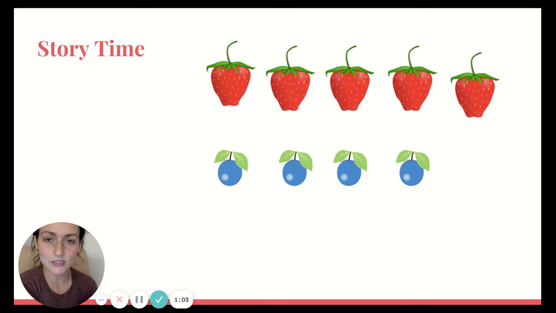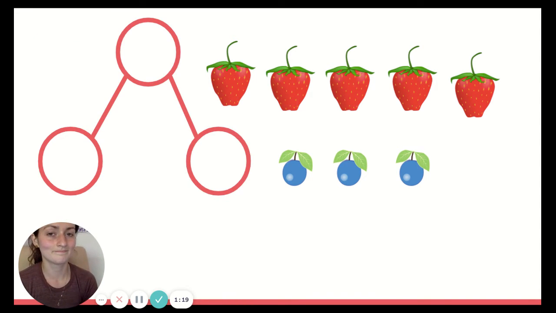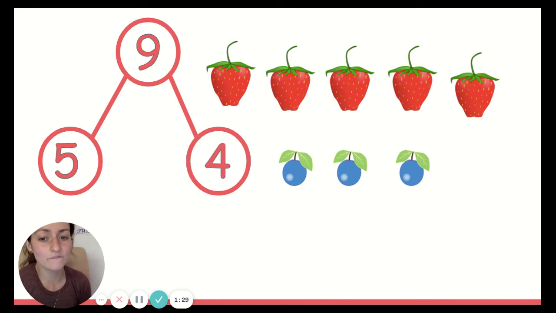So how would I put this into a number bond? Well, what would my whole be? My whole is how many I have all together. So if I have 5 strawberries and 4 blueberries, how many do I have all together? That's right, I have 9. Now I put my groups into part 1 and part 2. I know I have 5 strawberries and 4 blueberries, even though one of them's covered up with my number bond. Sorry. So I have 9 pieces of fruit all together, 5 strawberries and 4 blueberries.